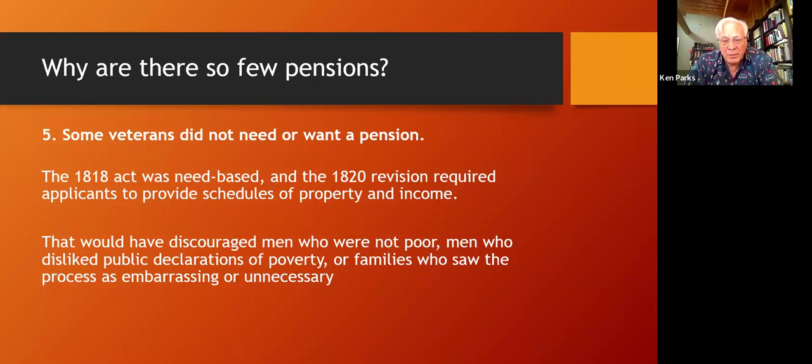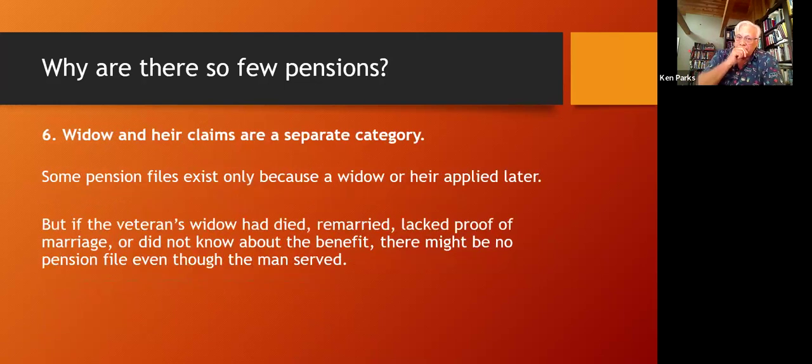And there were some people who would bridle at having to provide that kind of information or publicly declare that they were impoverished, or their families might have been embarrassed to have it known that their revolutionary ancestor or relative was financially impoverished. So those could be other reasons why somebody might not apply for a pension.